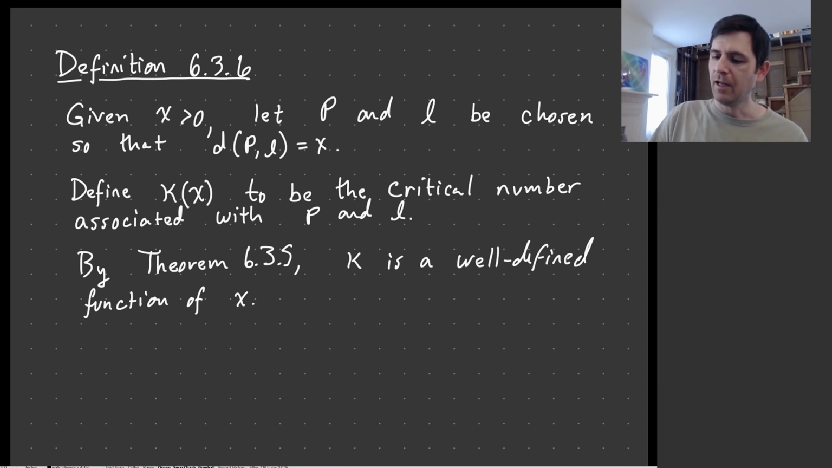In other words, x is the distance, right? This is saying that the critical number only depends on the distance. So we can have this function where for any given distance, I can tell you what's the critical number. That's what this function is doing. You give me a distance, I tell you what this critical number is. That's the measure of the angle of parallelism.